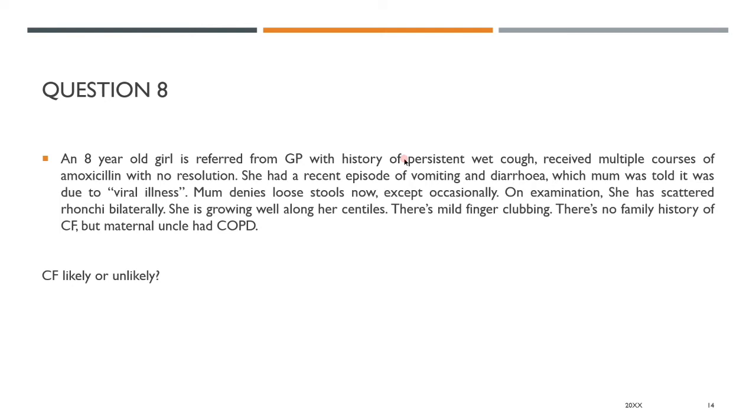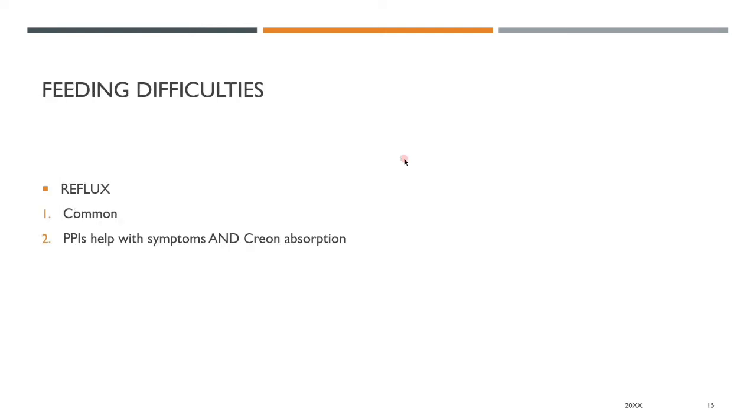Another presentation would be feeding difficulties. Reflux is quite common in babies with cystic fibrosis, but luckily we have proton pump inhibitors, which are very beneficial in cystic fibrosis and reflux. They treat reflux well, and the cherry on the top is that they actually help in absorption of Creon, which is the pancreatic enzyme replacement therapy.